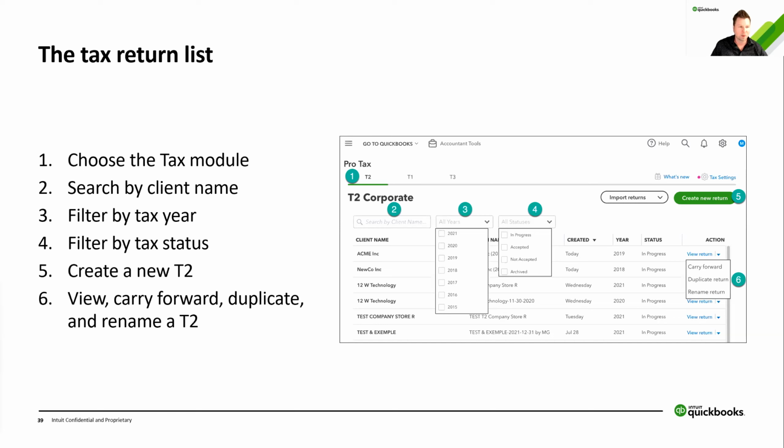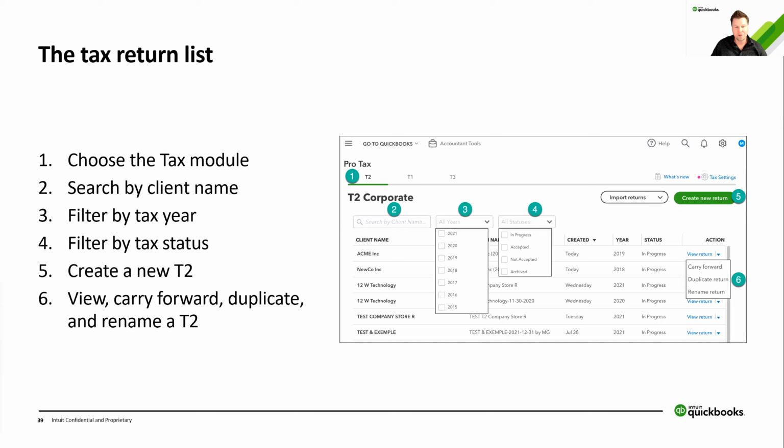So if we take a look at bubble number 1, we get to choose the tax module. Again, ProTax handles 3 different types. So we've got the T1s, the personal tax returns, the T2s, which are the corporate tax returns, and also the T3s, which are the trust returns. So ProTax allows you to file all 3 of those.